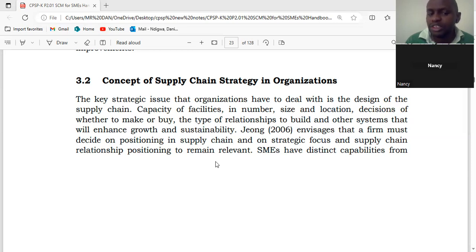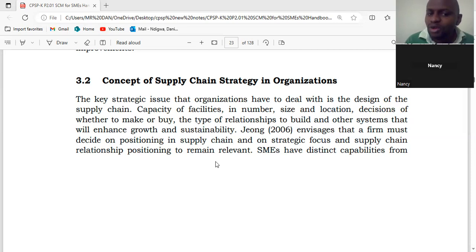So making means that you're making internally instead of buying from external sources. If making is cheaper than buying, then you can go with the option of making your own product. And if buying is cheaper, then you can decide to buy.